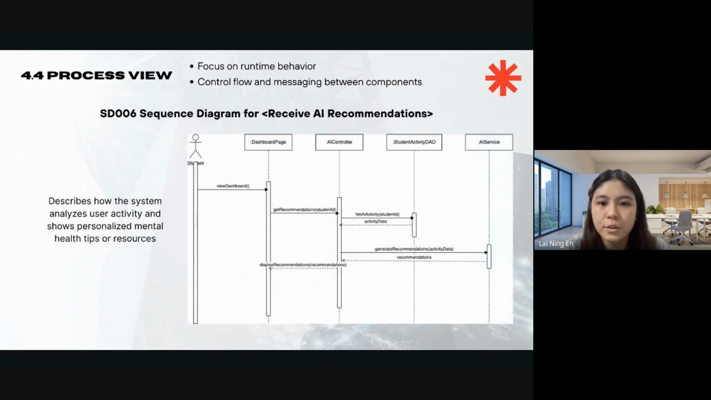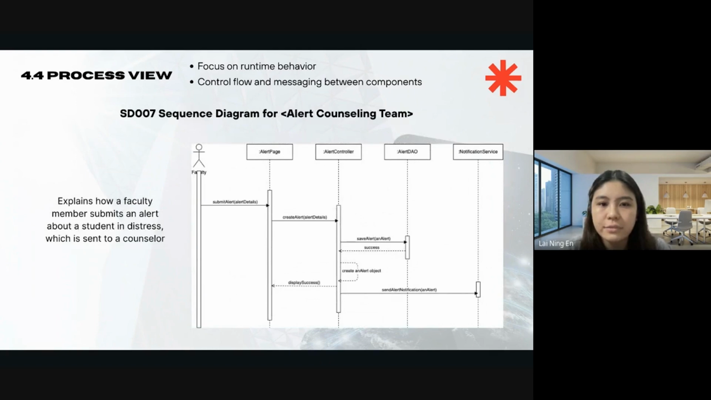The next one is for receive AI recommendation, which describes how the system analyzes user activities and shows personalized mental health tips or resources. And the seventh sequence diagram, for alert counseling team, explains how a faculty member submits an alert about a student in distress, which is sent to a counselor.